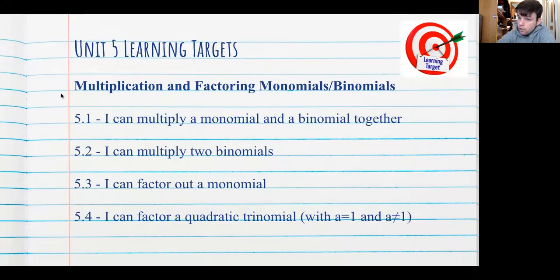So Unit 5 learning targets: multiplication and factoring monomials and binomials. The two that we're going to be looking at in these first couple days in this first week are 5.1 and 5.2. Specifically today, we're going to be looking at 5.1. I can multiply a monomial and a binomial together. Again, some vocabulary terms here that you may not know, but hopefully we will go over them right now.